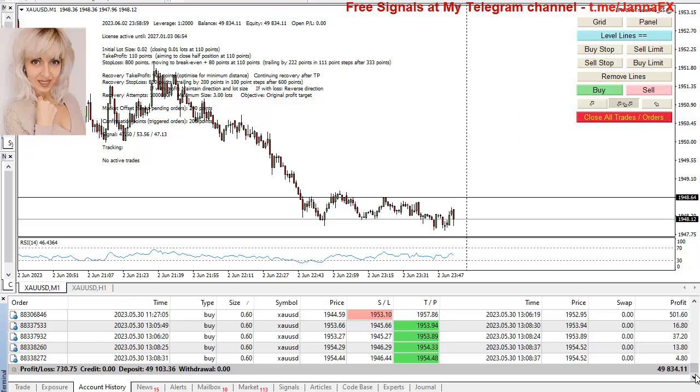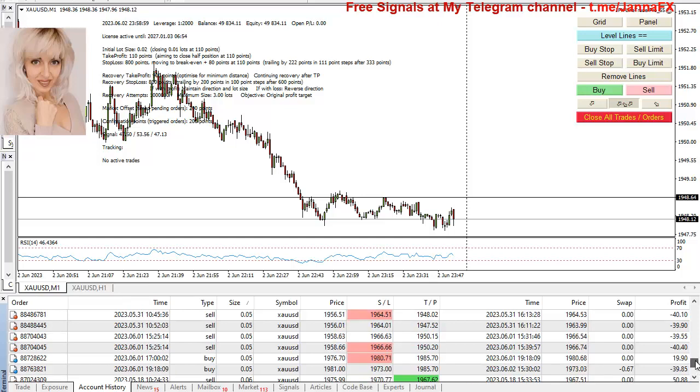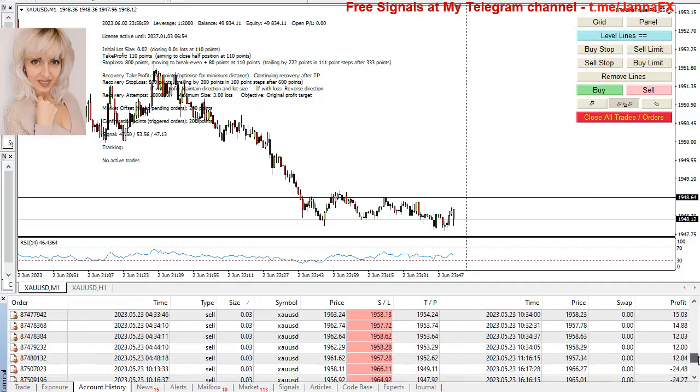It's just easier to say 730, but just bear in mind again, it's a cent account, and the starting trading lot size is 0.02. I don't want to increase the lot size, because, as you can see, guys, it can run quite a lot of trades, not madly, but it increases the lot size.